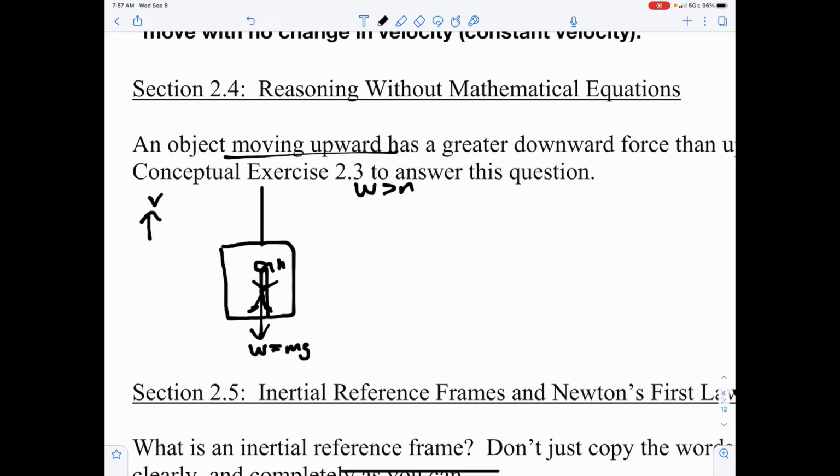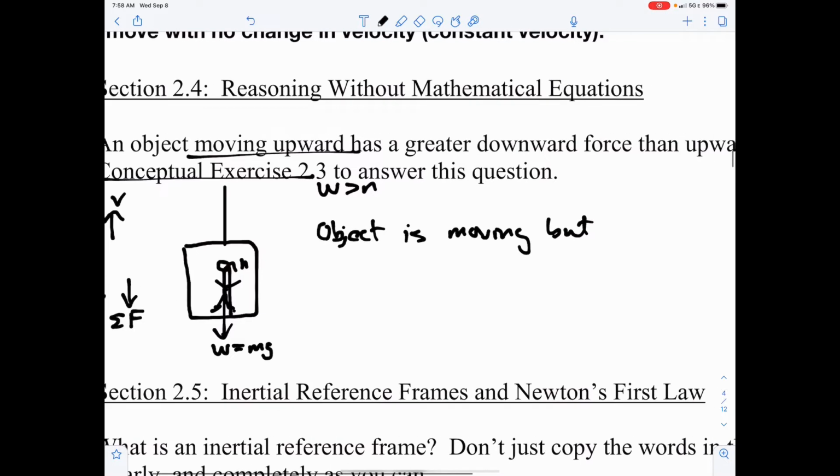So what that means is the net force has to be in the downward direction, if this force is greater than that force. And if the net force is in the downward direction, that means the acceleration is also in the downward direction. So what does this mean? What is the object doing? The object, which in conceptual exercise 2.3 is an elevator, is moving upward, as we were told, but slowing down.